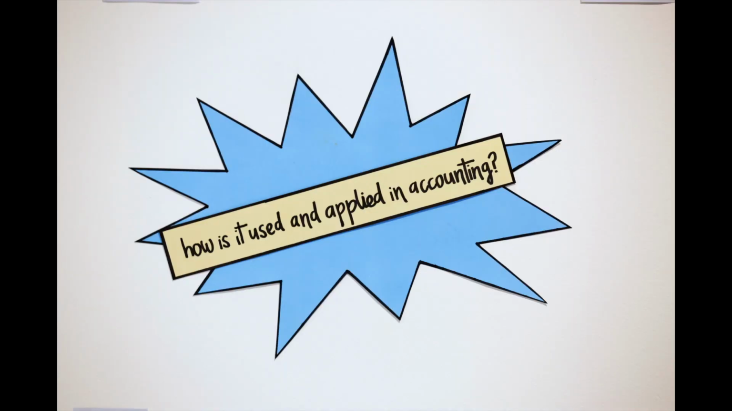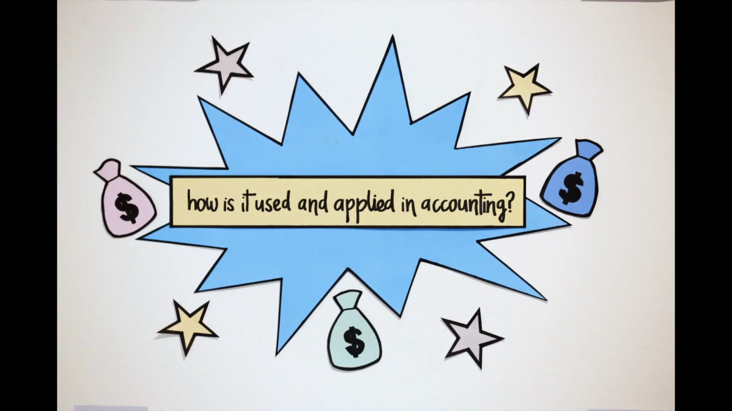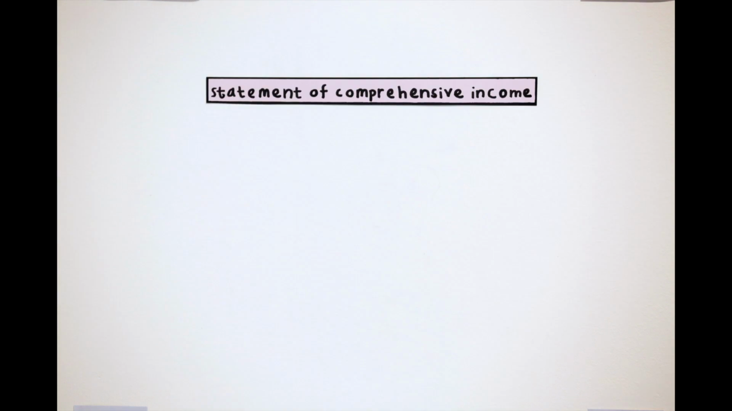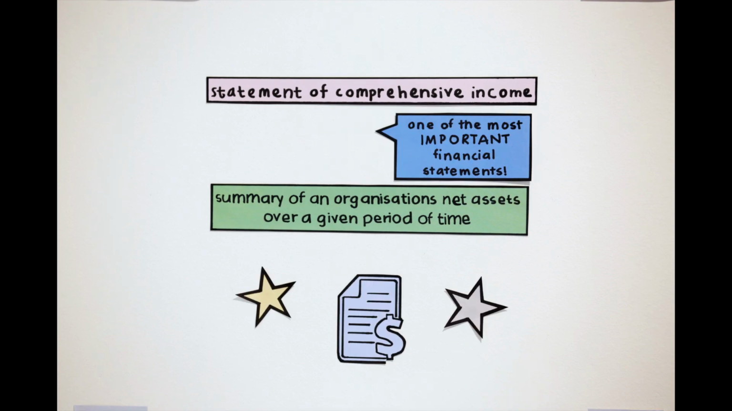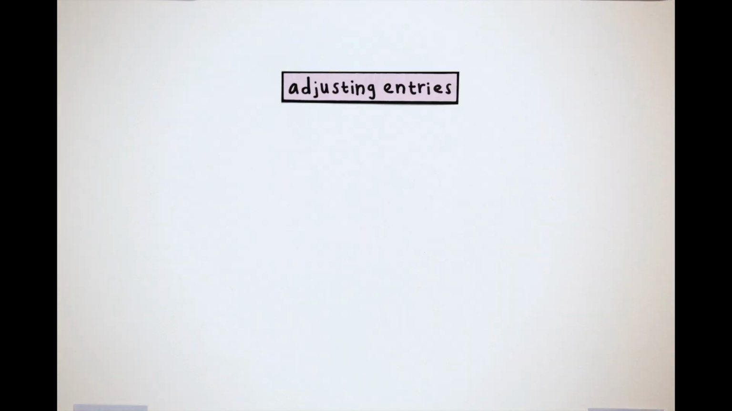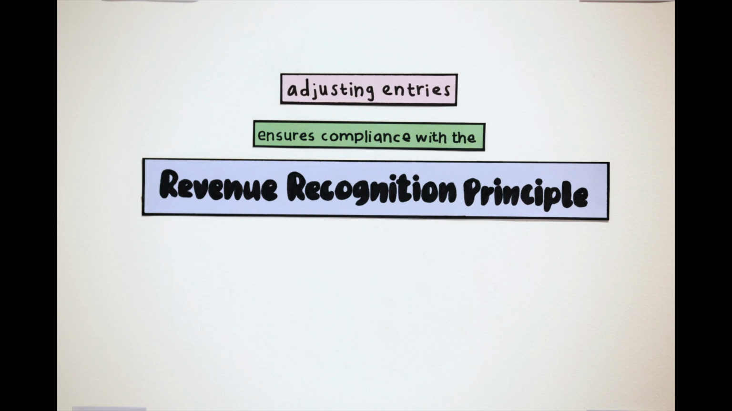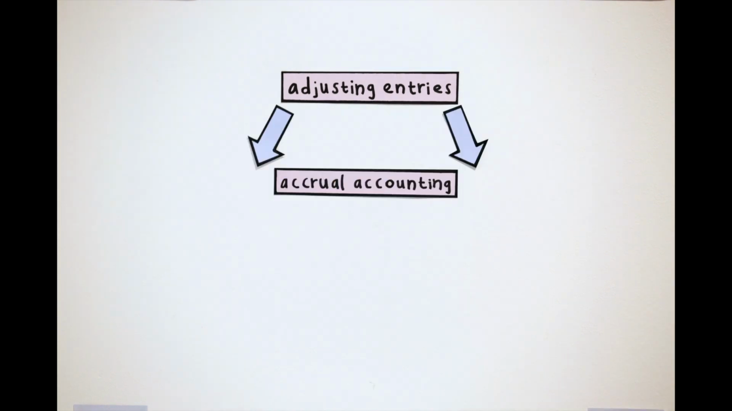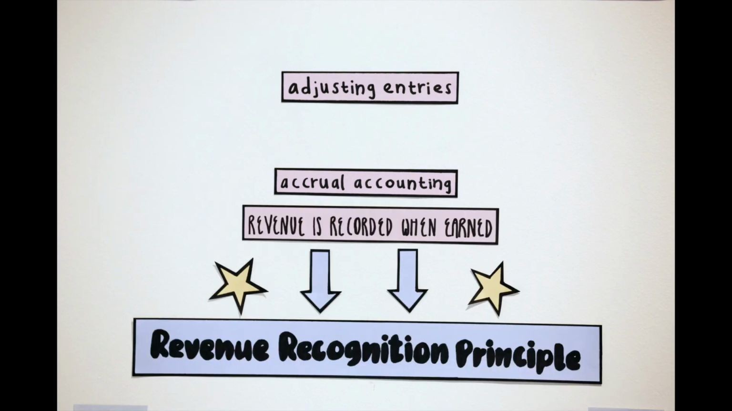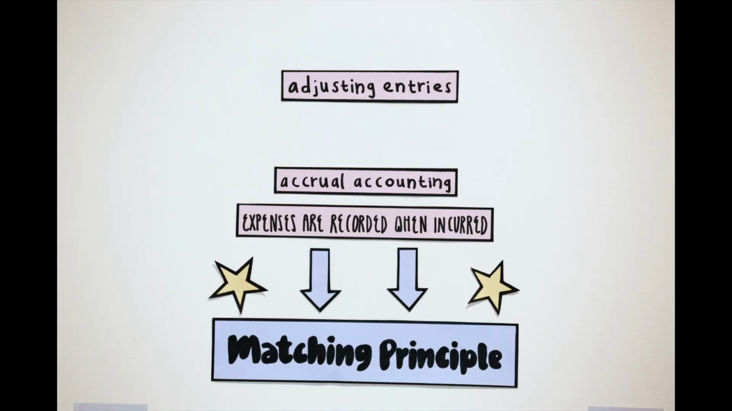So now that we have a better understanding of the revenue recognition principle, let's identify how and where it's utilized in accounting. So the revenue recognition principle is applied to the following. So number 1, the statement of comprehensive income, which is defined as a summary of an organization's net assets over a given period of time. And number 2, adjusting entries, which ensures compliance with the revenue recognition principle and the matching principle under the accrual basis of accounting, meaning that revenue was recorded when earned and expenses are recorded when incurred.